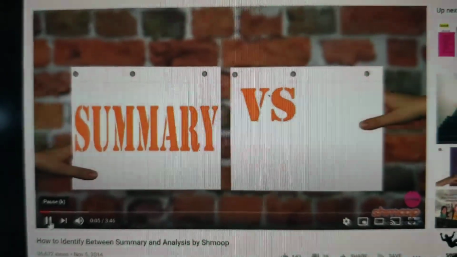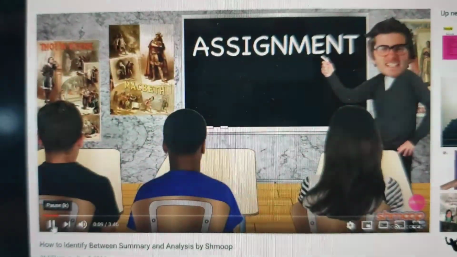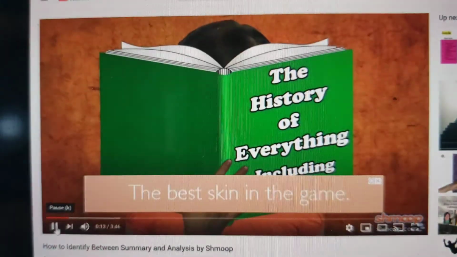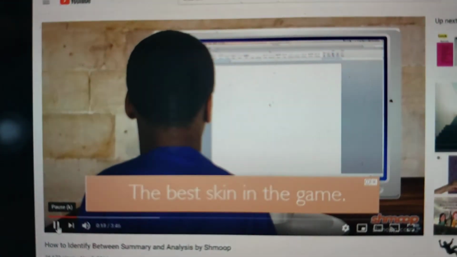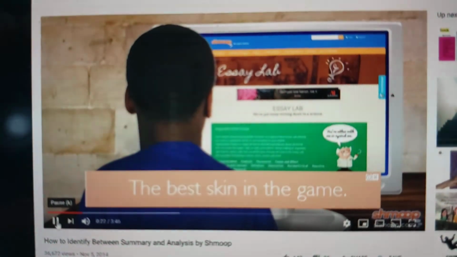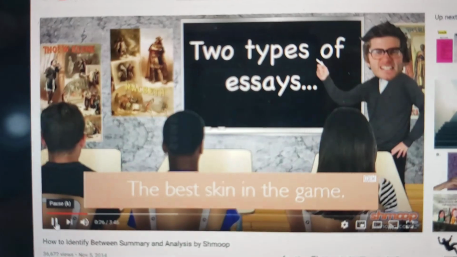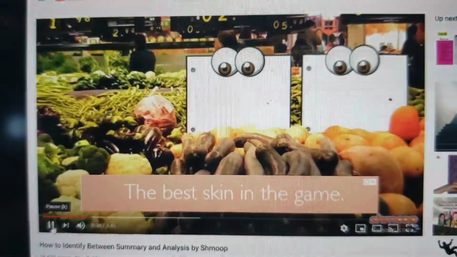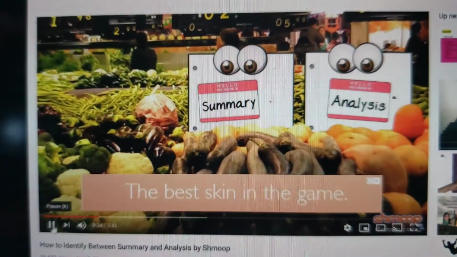Summary versus analysis, a la Schmuck. We get all kinds of assignments in English class. Obviously, there's reading, and more reading. But we're also expected to write intelligently about what we read. Enter the essay. Well, there are 2 types of essays we commonly sweat over in English class. Although we might find these essays haunting us elsewhere too. They are the summary essay and the analysis essay.